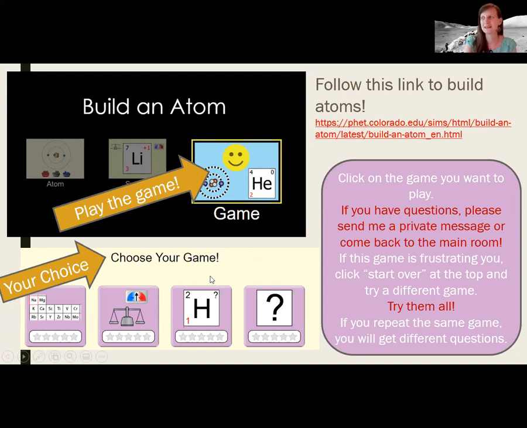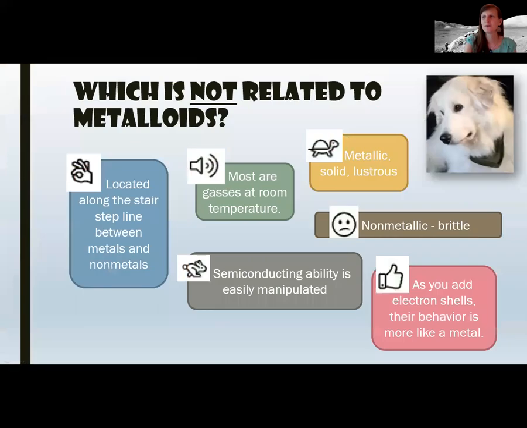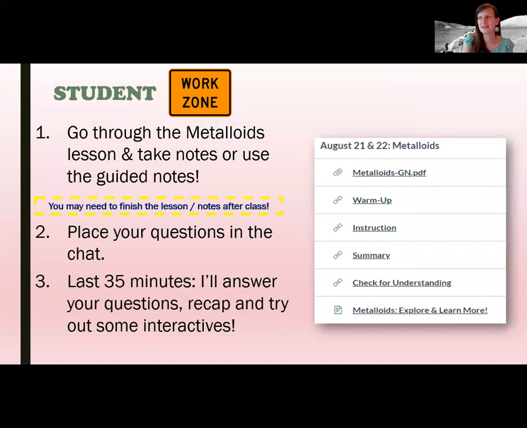to the metalloids thing. So this will be a good time after you're done playing with the simulations and the interactives. This would be a good time to go do your metalloids lesson. And once your metalloids lesson is done, then you can come back here and I will talk about which is not related to metalloids. And again, the lesson for today is August 21 and 22 metalloids. And you definitely want to take a look at that check for understanding. At the end, it's called assignment on mine.